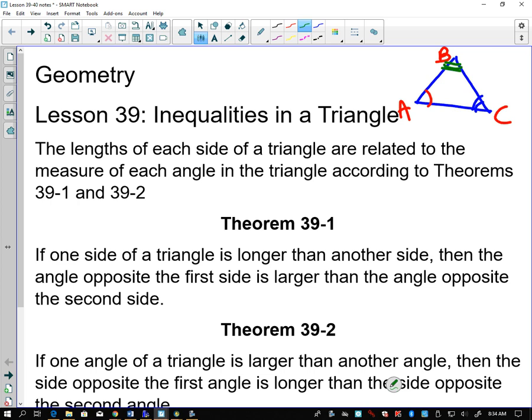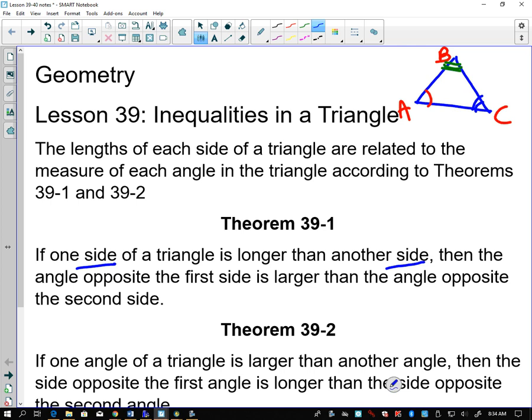Anyway, so getting into theorem 39-1: if one side of a triangle is longer than another side, then the angle opposite the first side, see this is based upon the sides, okay? If one side of a triangle is longer than another side, then the angle opposite the first side, the longer side, is larger than the angle opposite the second side.